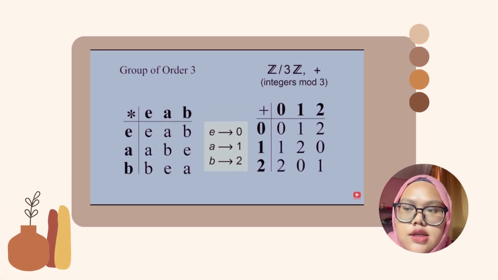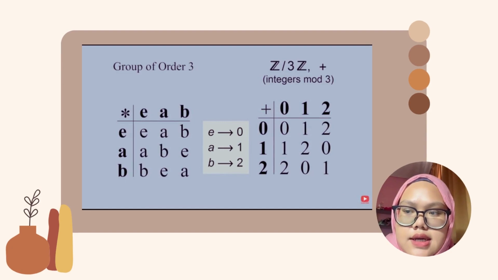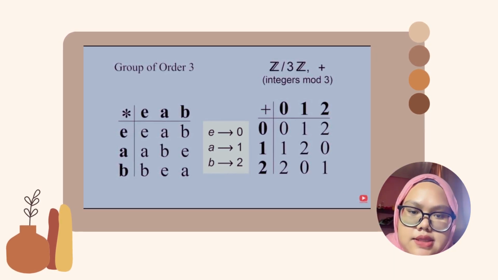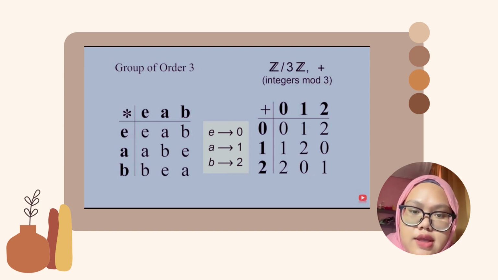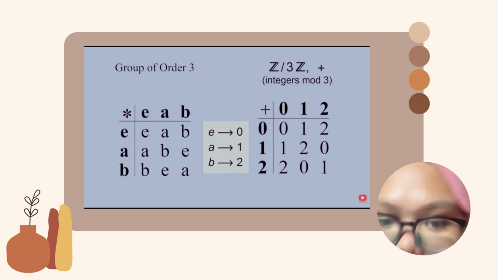So there is only one group of order 3 in this Cayley table, because this table is symmetric about the diagonal and it's an abelian group. This group is identical to the integers mod 3 under addition. We say that they are isomorphic groups.